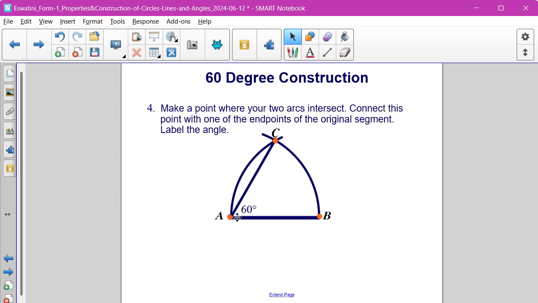And the reason why it is 60 degrees is if you actually connected all 3 of these points, you would create an equilateral triangle, and all the angles in an equilateral triangle measure 60 degrees.